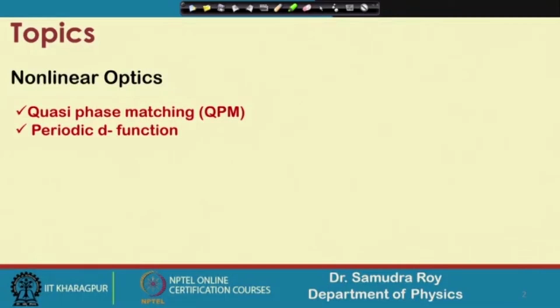So, let us see what we have in this class. Quasi phase matching, which we have already started, and then the periodic d function. As we mentioned, if the d function is periodic, what is the consequence? That we are going to learn in today's class. Let us see this structure.